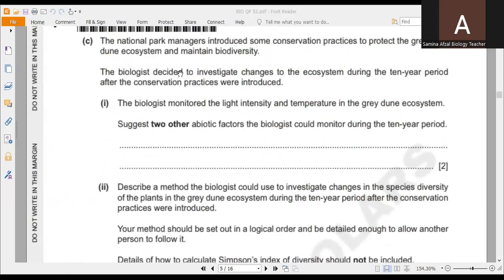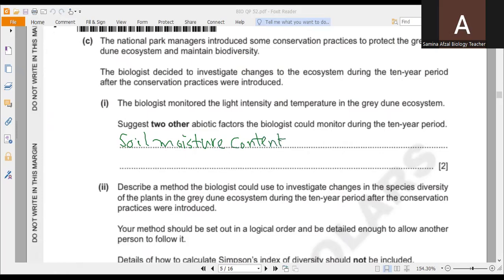The biologists monitored the light intensity and temperature in the Great Dune ecosystem. Suggest two other abiotic factors the biologist would monitor during the 10-year period. So during the 10-year period, they monitored two other factors instead of temperature and light intensity. So the other can be the monitoring of the soil moisture content.